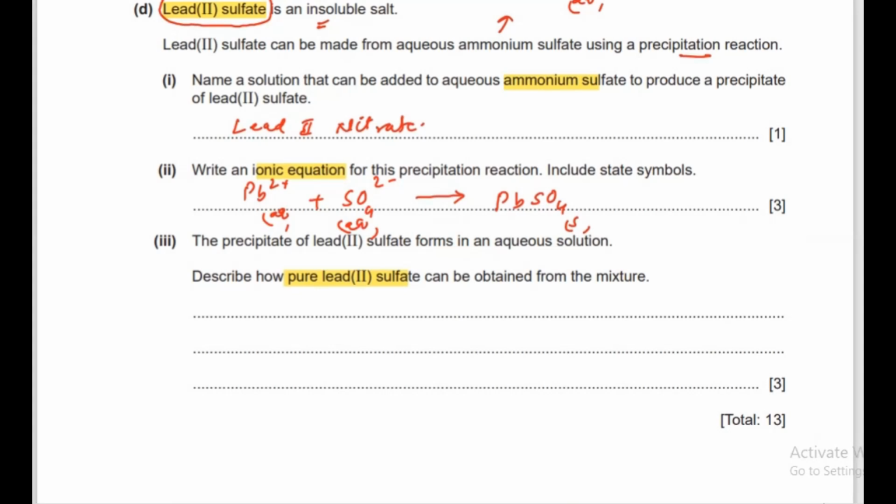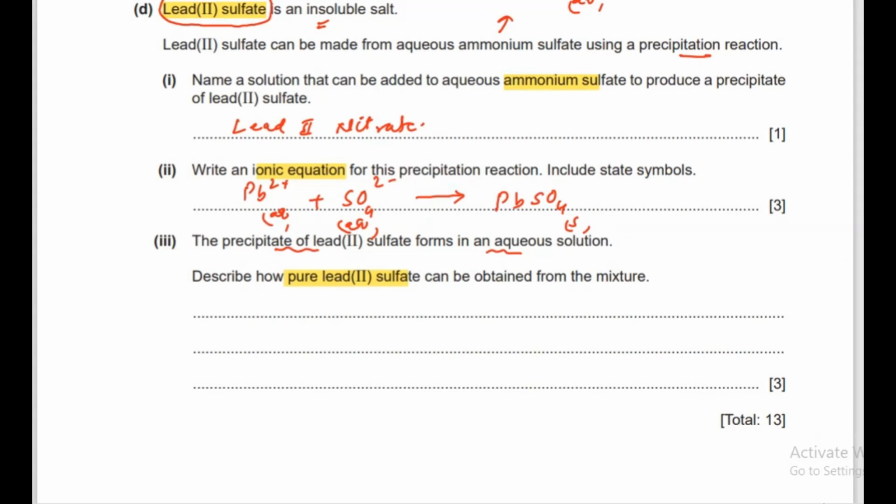Describe how pure lead-2 sulfate can be obtained from the mixture. The insoluble lead-2 sulfate is present in the aqueous solution, because you are getting another product as well. So describe how pure lead-2 sulfate can be obtained from the mixture.